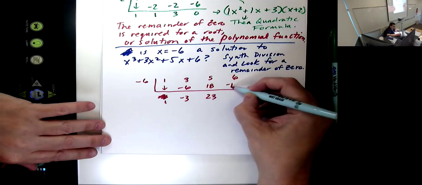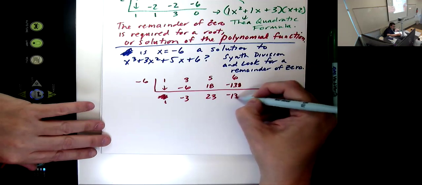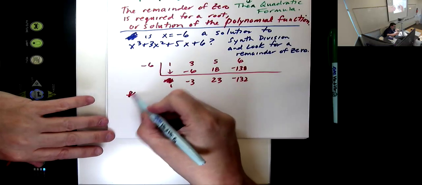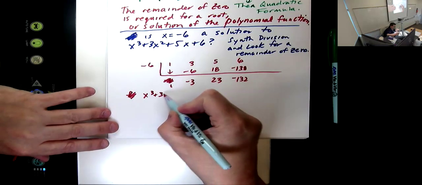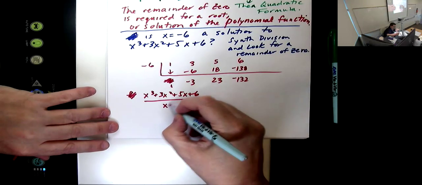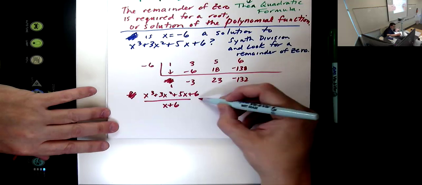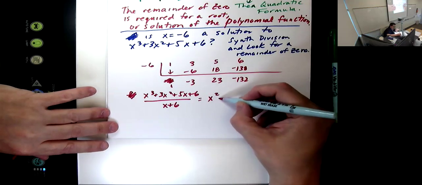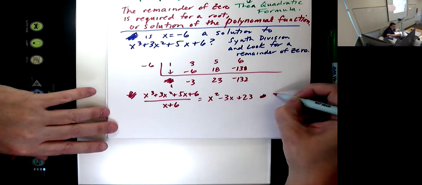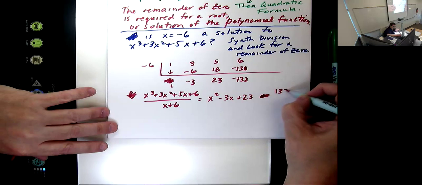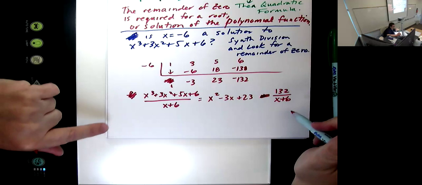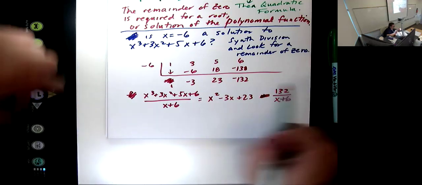-138 plus 6 is -132. This says if I divide x cubed plus 3x squared plus 5x plus 6 by x plus 6, I'm going to get x squared minus 3x plus 23, oops, minus 132 over x plus 6. It does not divide evenly. I have a leftover, or remainder.